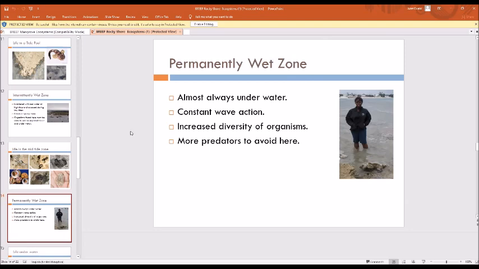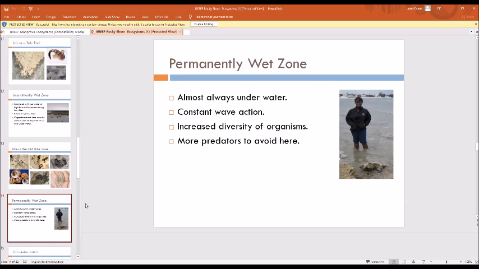You're going to find a greater diversity of organisms here. You have constant wave action because they're literally living inside the water. And you also have more predators in this environment, because, like I said, this area is always covered by water. So they are always at risk from certain predators.